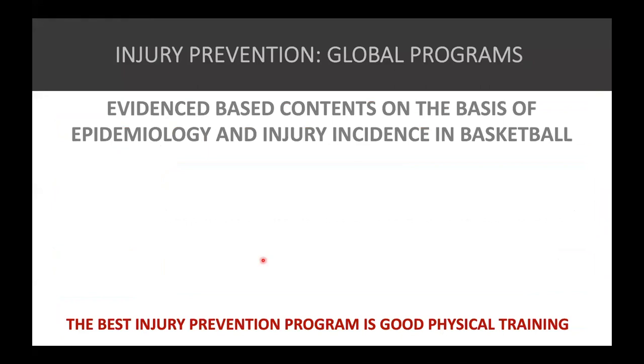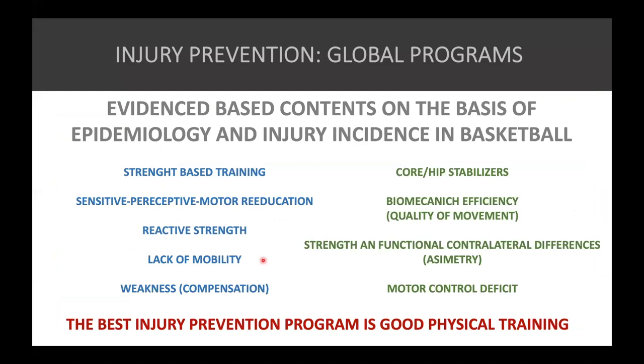And what is included in our global programs for injury prevention? Evidence-based contents on the basis of epidemiology and injury incidence in basketball. The most important contents for us are strength-based training, which is mandatory for us, and sensitive, perceptive, and motor re-education. It has a very good relationship with proprioception. Then reactive strength or neuromuscular training, lack of mobility, detect it and work on it, and weakness, in the way we see compensation in the movements. For us it's very important to work on core and hip stabilizers.